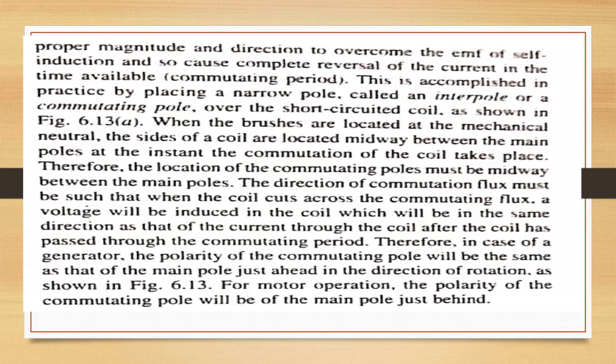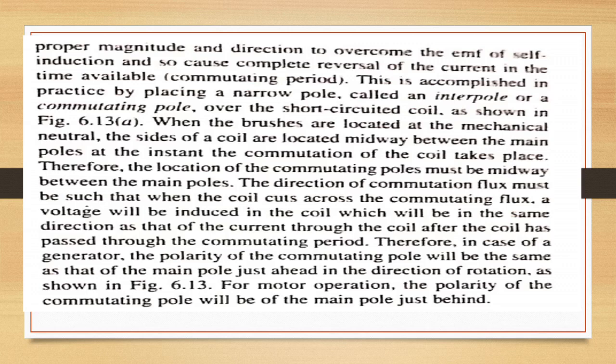When the brushes are located at the mechanical neutral, the sides of a coil will be located midway between the main poles at the instant the commutation of the coil takes place. Therefore, the location of commutating poles must be midway between the main poles, and the direction of commutation flux must be such that when the coil cuts across the commutating flux, a voltage will be induced in the coil which will be in the same direction as that of the current through the coil after the coil has passed through the commutating period.